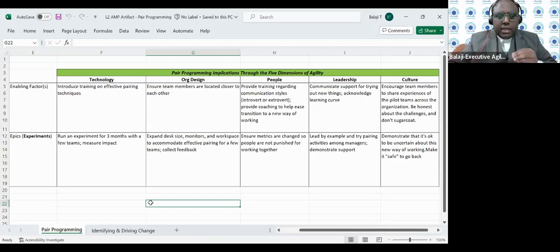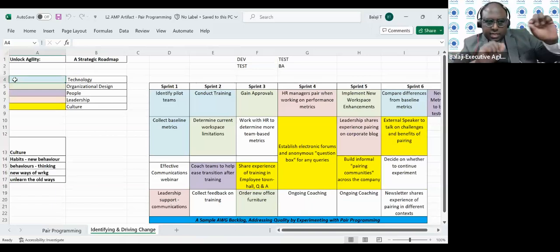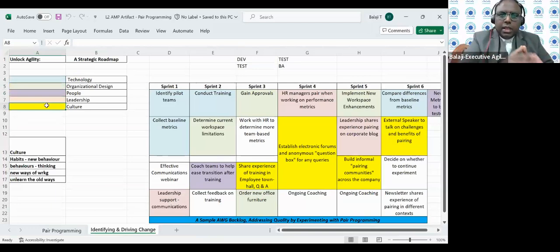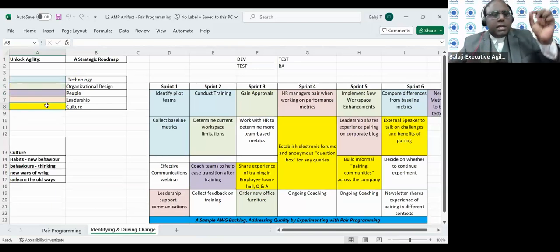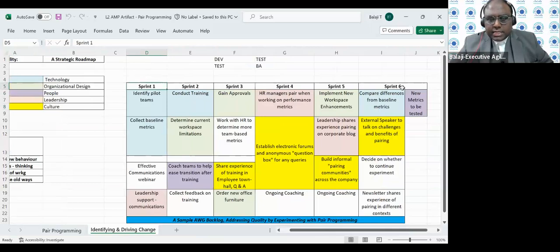If you want more practicality, then you look into the second sheet. You see here, what is it that we are now trying to do? These colors that I gave here, blue color, green color, maroon color, are going to connote the actual aspect or dimension of agility, right? And within that, in sprint 1 all the way to sprint 6, what am I trying to do? From a technology point of view, from organizational design point of view, then from people point of view, from leadership point of view, then from culture point of view.